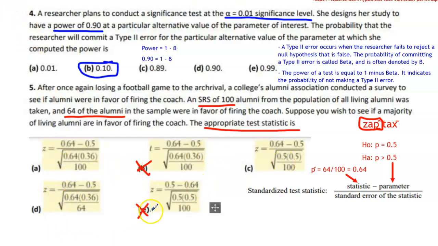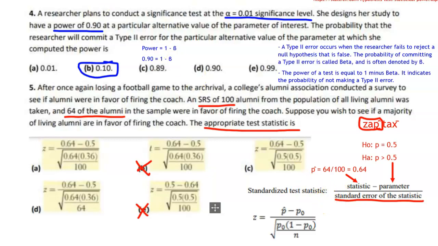Another thing that you should know is that when we're looking at the denominator of this test statistic, it's supposed to be referred to as the standard error of the statistic. Now, I want you to be careful because the standard error of the statistic is calculated in a slightly different way for significance tests than it is for confidence intervals.